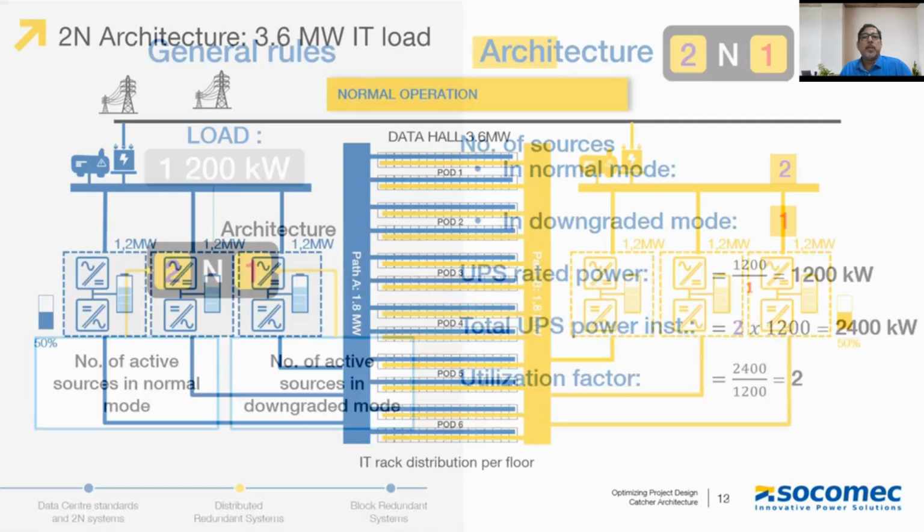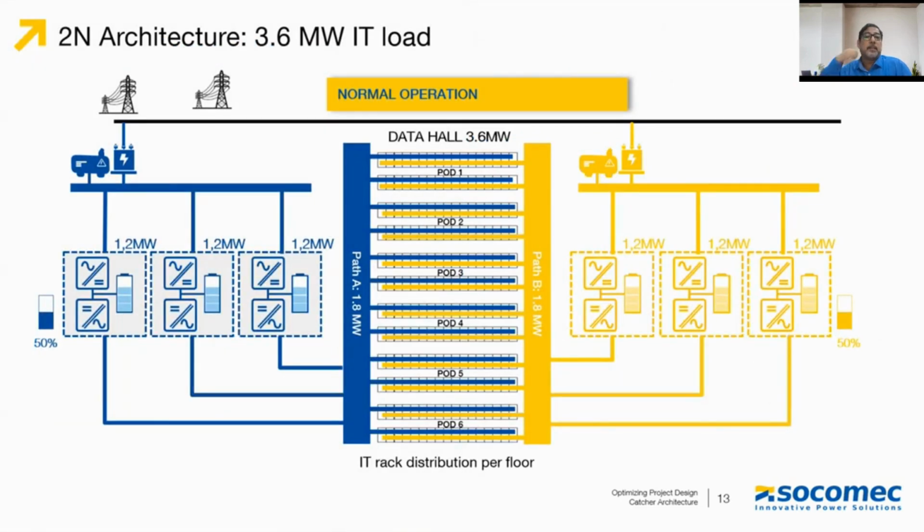Now, this 2N architecture, normally the distribution will look like this, that you have two parts. But the point to observe is that when it comes to managing or installing the infrastructure for maintaining this 2N architecture, you have to create similar blocks on either side.